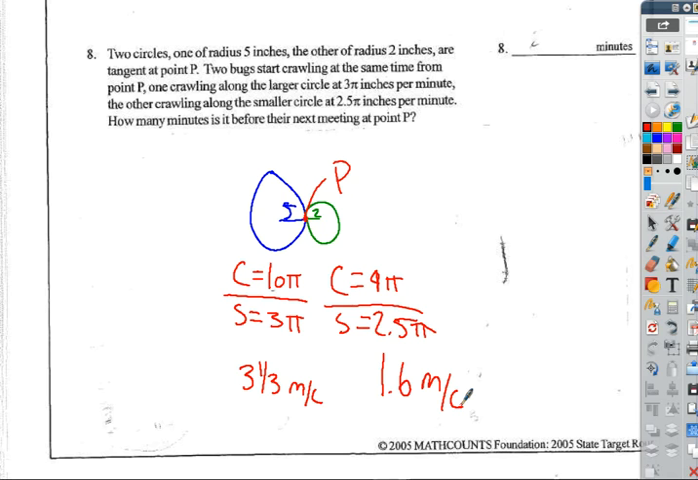So then we figure out that after 40 minutes, they will again meet at point P. So the answer is 40 minutes.